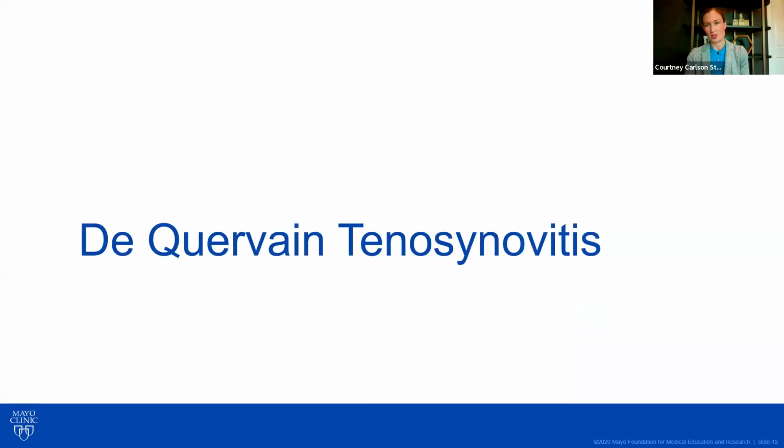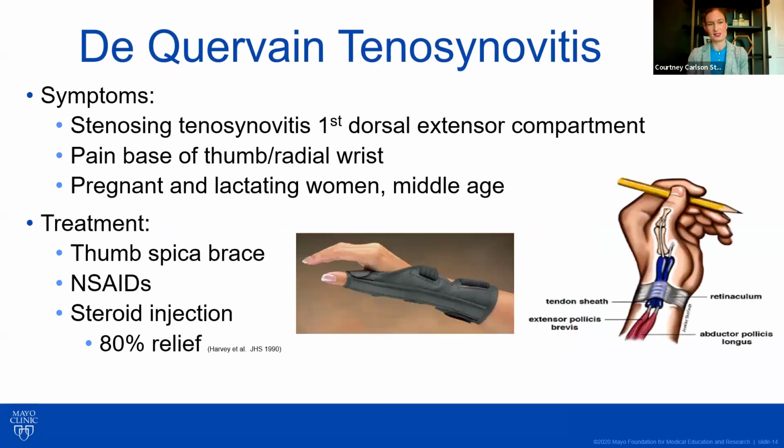The next thing I want to talk about is de Quervain's tenosynovitis. So this is, again, similar to trigger fingers, a stenosing tenosynovitis of the first dorsal extensor compartment. Patients usually will report pain at the base of the thumb or the radial side of the wrist. It's very common in pregnant or lactating women, but it's also common in middle-aged patients as well.